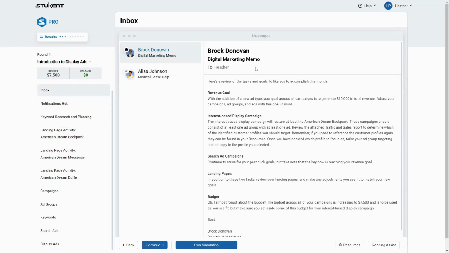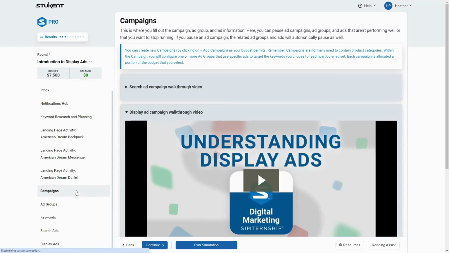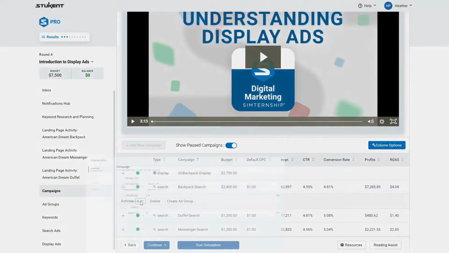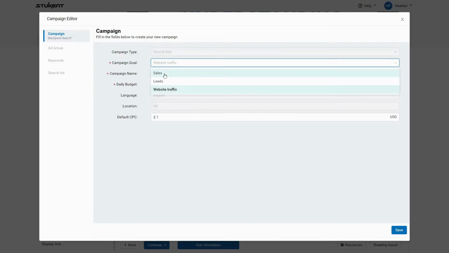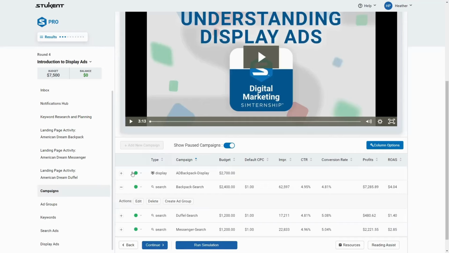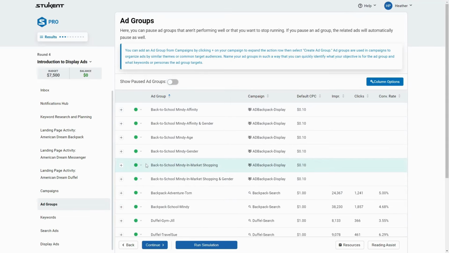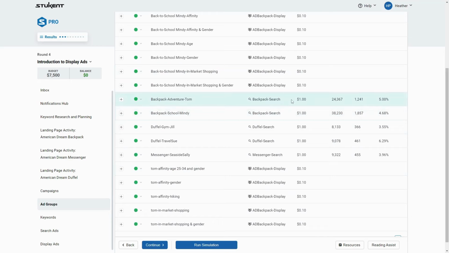And that's explained to you in your inbox, so you can see that you still want to continue improving your search ads, but now you want to maybe adjust things because you've been told that you want to increase revenue. So you may need to go back into your campaigns and just make sure, here my campaign goal was website traffic. Perhaps since I'm doing revenue now, I want to see what happens if I adjust this to sales. And I can see, if I save that, I can also go in and double check on how I was performing with my backpack search.